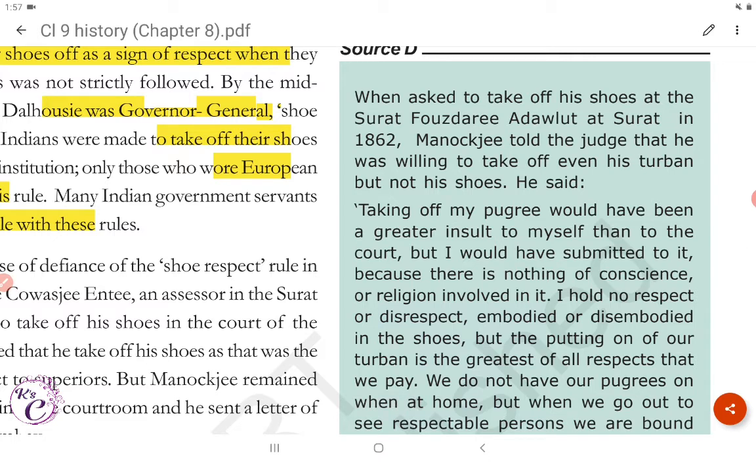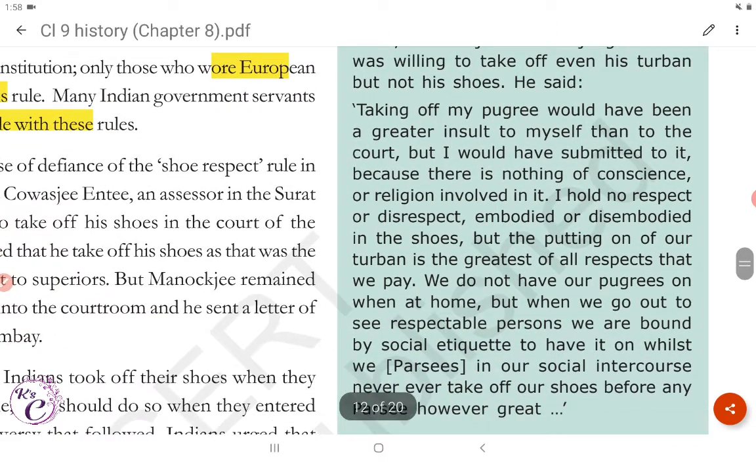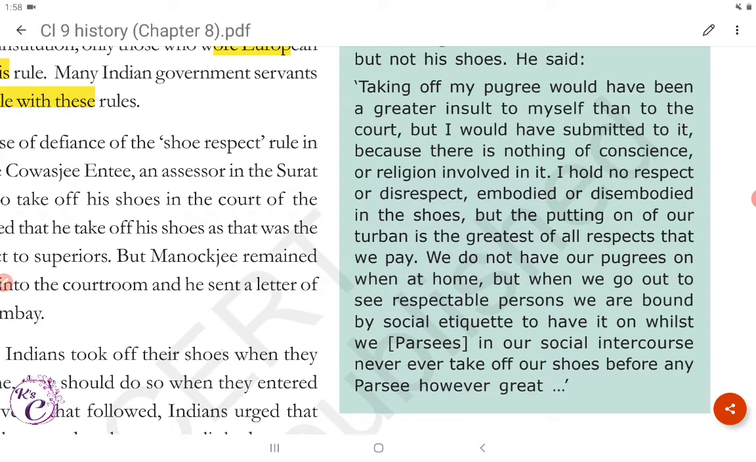When asked to take off his shoes at the Surat Faujdari Adalat at Surat in 1862, Manokji told the judge that he was willing to take off even his turban but not his shoes. He said, "Taking off my puggree would have been a greater insult to myself than to the court, but I would have submitted to it, because there is nothing of conscience or religion involved in it. I hold no respect or disrespect, embodied or disembodied, in the shoes, but the putting on of our turban is the greatest of all respect that we pay.